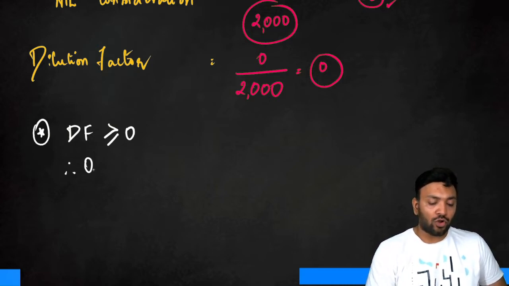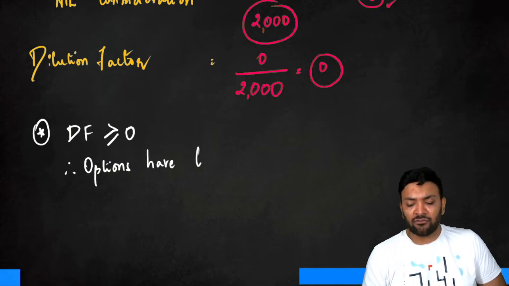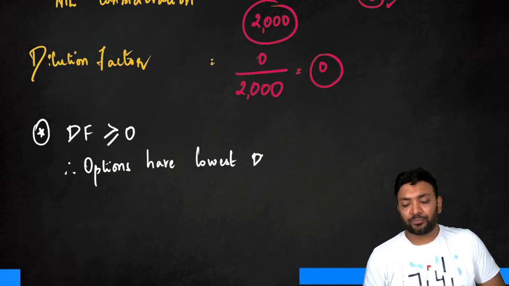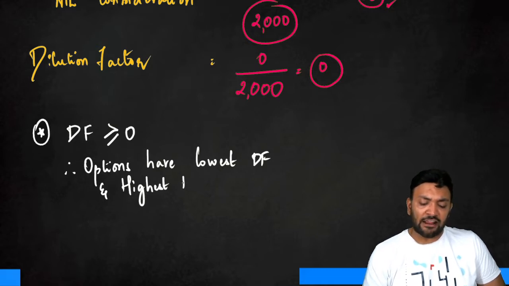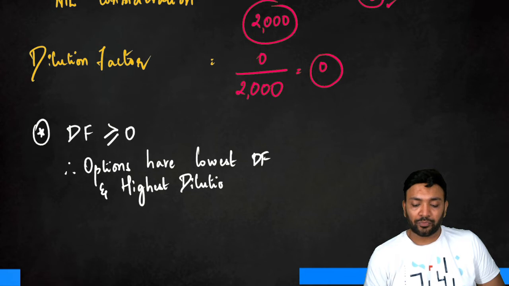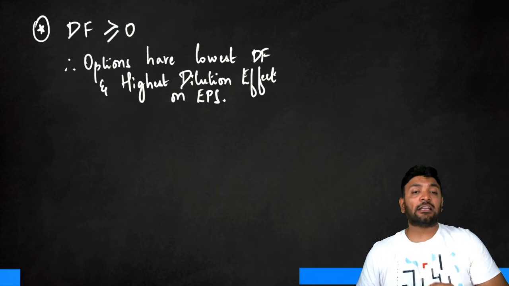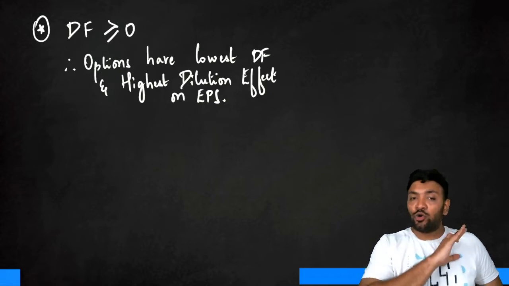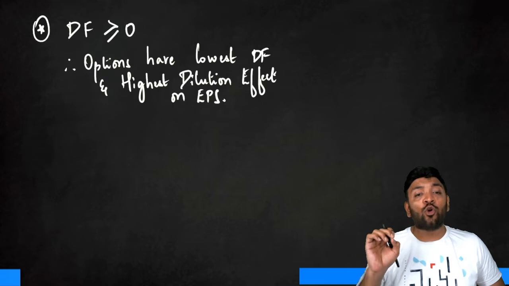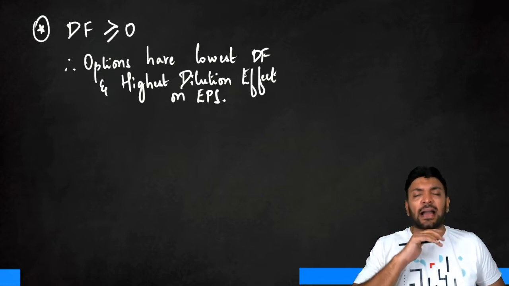Therefore, options have the lowest dilution factor and the highest dilution effect on EPS. Since the dilution factor is either 0 or more than 0, options, which is 0, have the lowest dilution factor. No other potential equity share can have a lower dilution factor than the option. And I'm saying their effect of dilution on the EPS is the maximum.